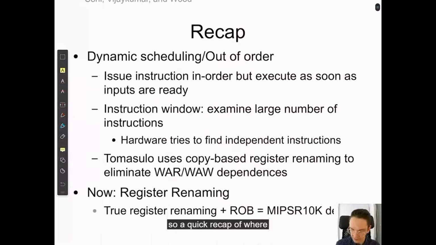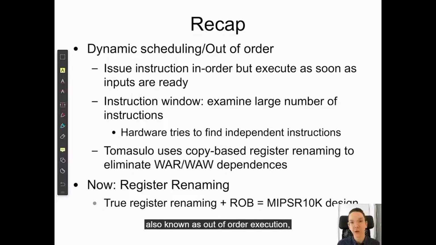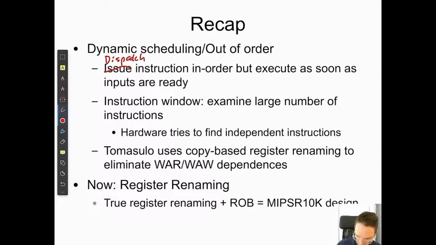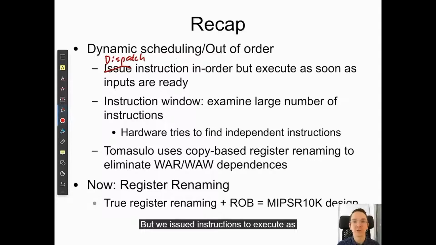So a quick recap of where we were. In the last module, we saw dynamic scheduling, also known as out-of-order execution, where we dispatched instructions in order. So this should say dispatch. But we issued instructions to execute as soon as their input operands were ready. We saw the abstract concept of an instruction window or instruction buffer, which enables us to examine a large number of instructions. And so the processor hardware conceptually uses this instruction window to try to find independent instructions that it can then run out of order while respecting read after write data dependencies. The Tomasulo algorithm uses copy-based register renaming to eliminate write after read and write after write dependencies.